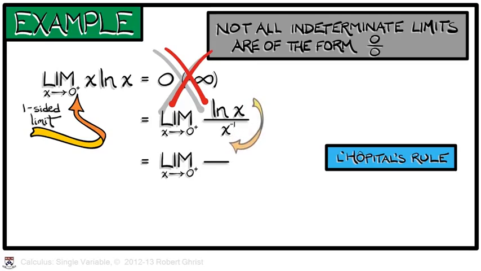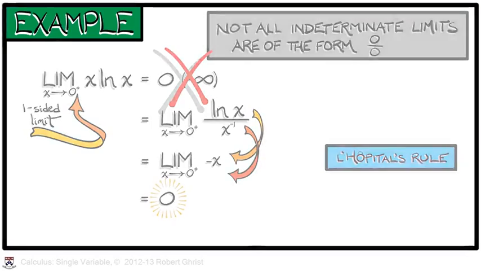So, applying L'Hopital's rule gives us what? The derivative of log of x is 1 over x. The derivative of 1 over x is minus 1 over x squared. These simplify to minus x. And taking the limit as x goes to 0 from the right, we see that the answer is 0.